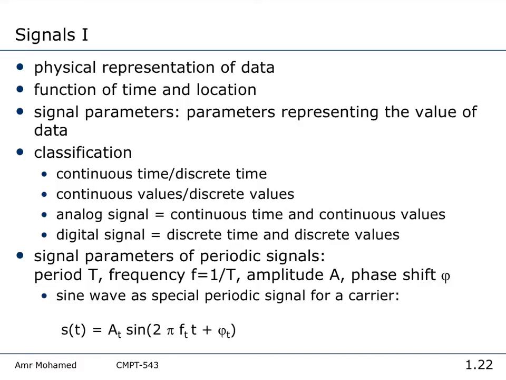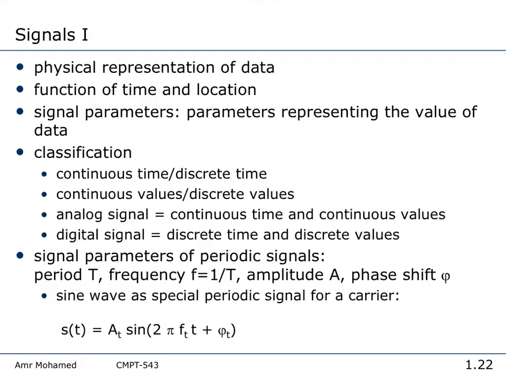represent the value of the data. So I can represent ones and zeros using the amplitude of the signal, or using the frequency of the signal, or using the phase of the signal. So these are the three fundamental parameters of the signal. We have the amplitude, the frequency, and the phase. So these are the three major parameters in any signal.